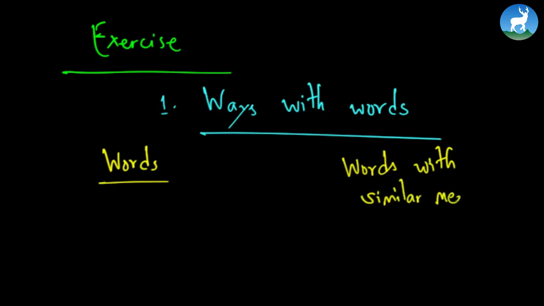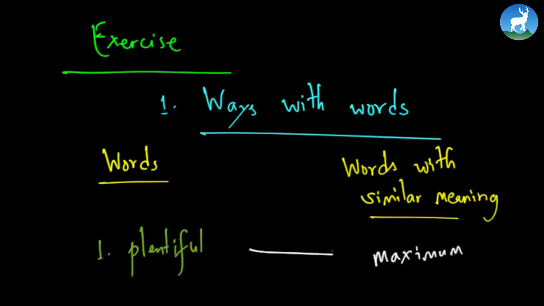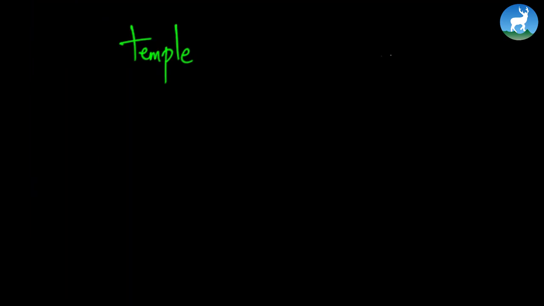So the first word that we have is plentiful. And the synonym, or let's say the word with similar meaning, we've got to find out. The similar word is in fact maximum, which also means more or less the same thing. Let's go on finding more words. Alright, then we have another word called temple, and the closest meaning to that word is in fact shrine.